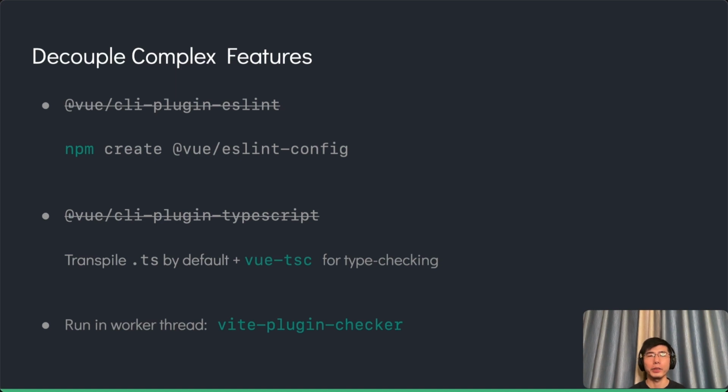Of course, if you do want to see the linting and type checking results in your browser page in real time, there is a third-party plugin called Vite Plugin Checker that runs these tools in a worker thread, which is non-blocking, and the results will be shown in the browser error overlay, just like what we've got in the Vue CLI in the past.